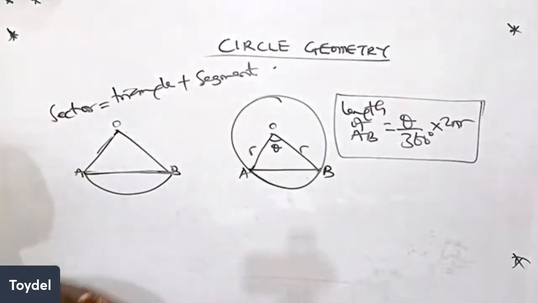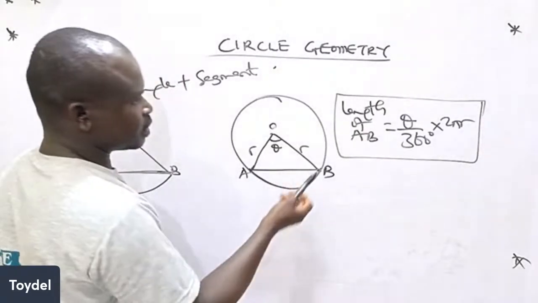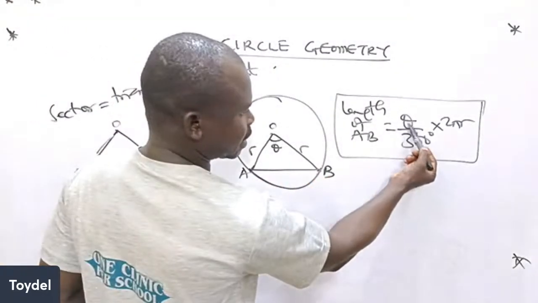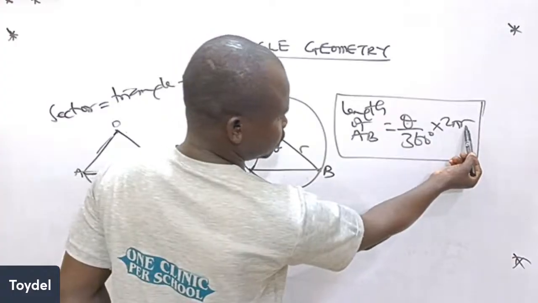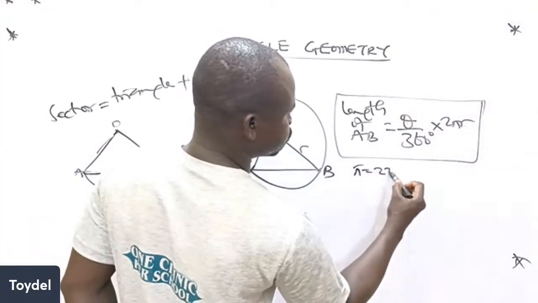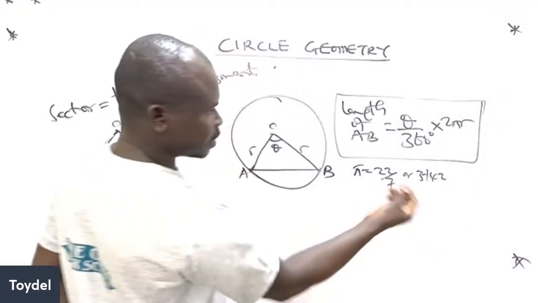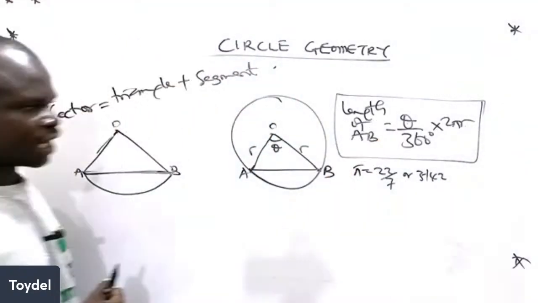When you check past questions, you must have come across this. Once you are given theta, that's an angle, and you are given the radius, and of course pi is a constant, equal to 22 over 7 or 3.142. So this is the formula to find the length of an arc.